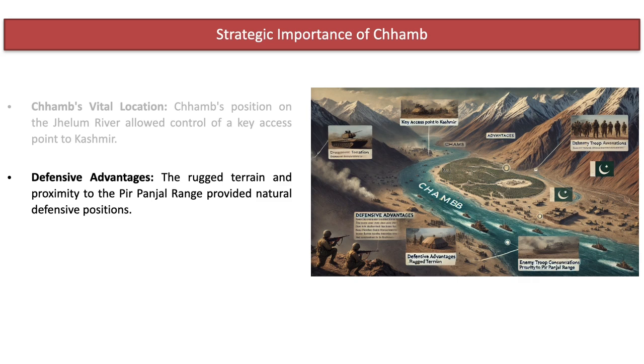The combination of Cham's rugged terrain and its closeness to the Pir Panjal created a natural fortress. Defending troops could use the landscape to their advantage, setting up fortified positions that were hard to attack and easy to defend. It also made it challenging for the enemy to sustain a prolonged offensive, as they had to deal with the difficult terrain, unpredictable weather, and constant threat of counterattacks from well-entrenched Indian positions.